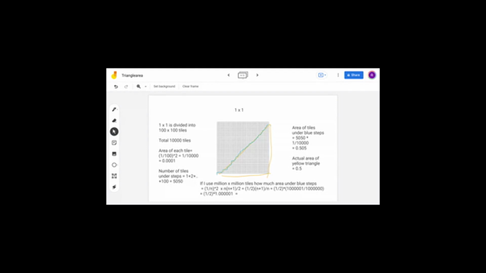See my mouse. Where is my mouse? Can someone tell me why? Sir, we divide the whole square into 100 by 100 squares. Million by million. Earlier it was 100 by 100, now we have changed it to million by million, making smaller and smaller squares, smaller and smaller tiles.